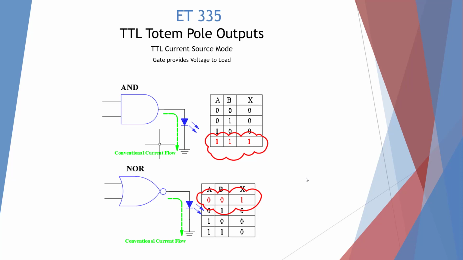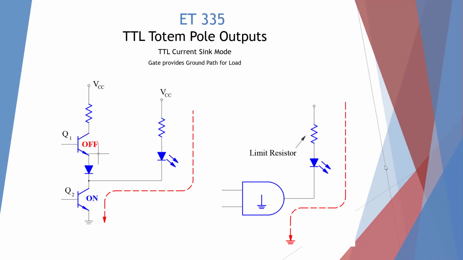So if we want to use a decoder, we want to make sure that we're using one of these two devices. Here we're showing the other mode, sinking. We're going to provide a ground path, so I think of sinking to ground. Our top transistor would be off, the bottom transistor on, so we have a direct path to ground, a low or a 0.